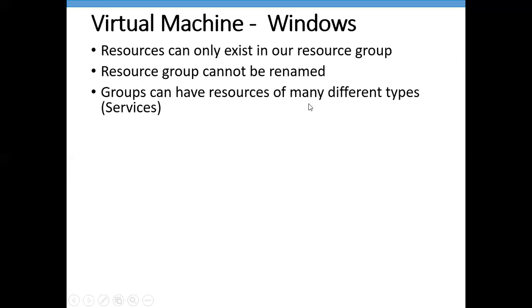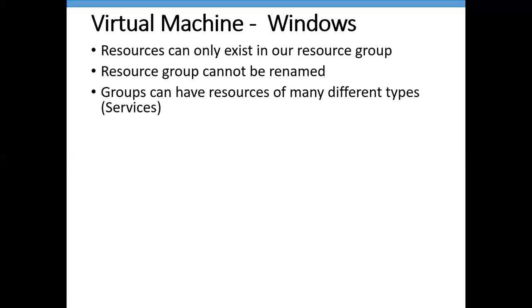Groups can have resources of many different types. Types means services, different services. Like in one single resource group, I can add virtual machines also. I can add a database also. I can add a VPN also. I can add a storage account also. We can add all that in one single resource group.